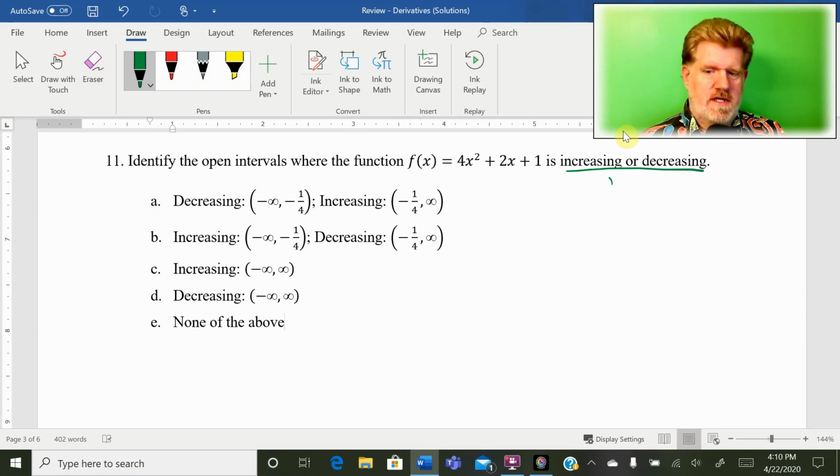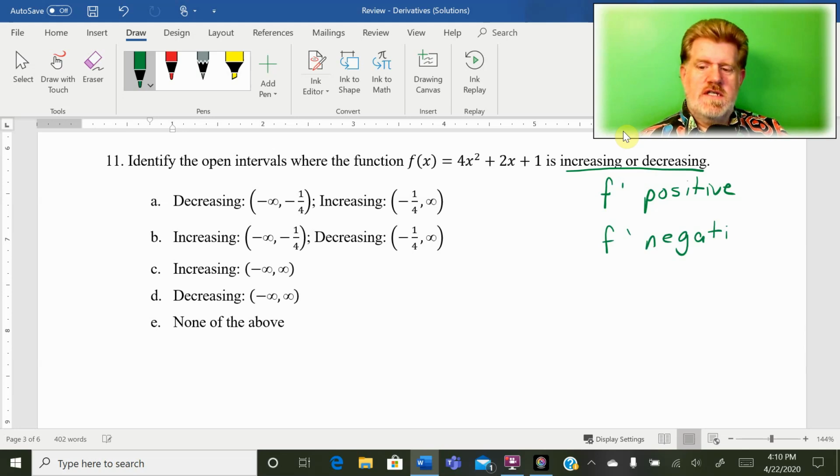So basically, we're looking at the derivative. When the first derivative is positive, that means the slopes are positive. The function's increasing. When the slopes are negative, that means the function is decreasing. So function going up, function coming down. It's all about their slopes.